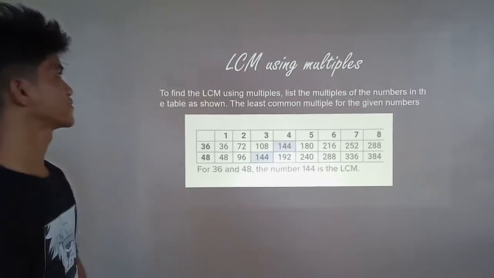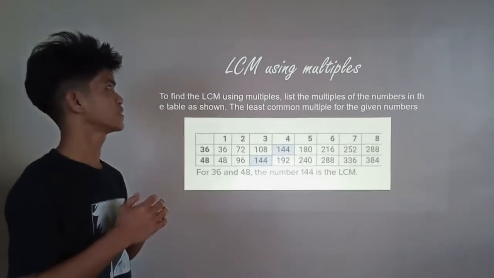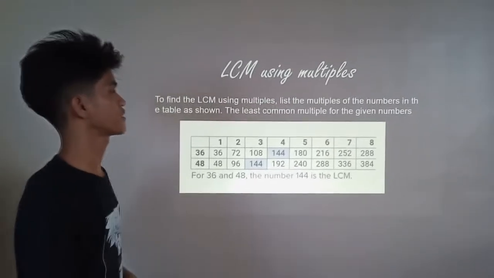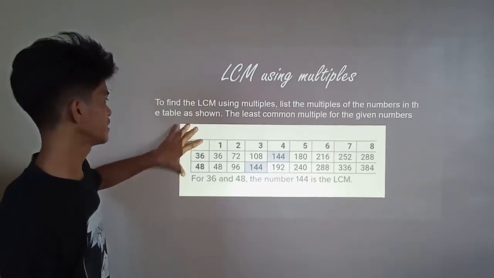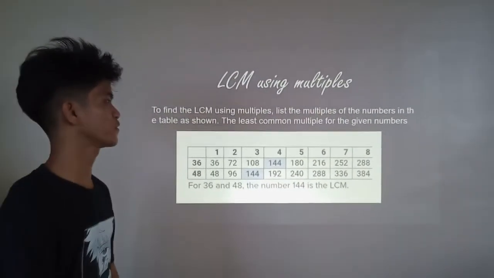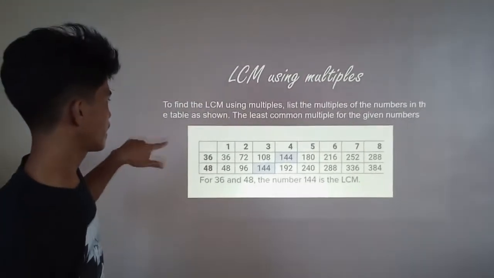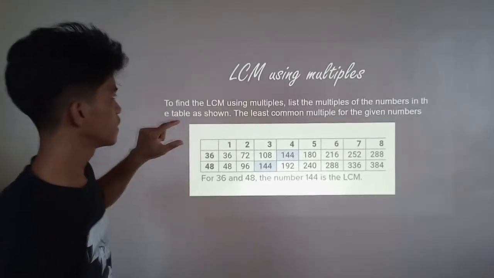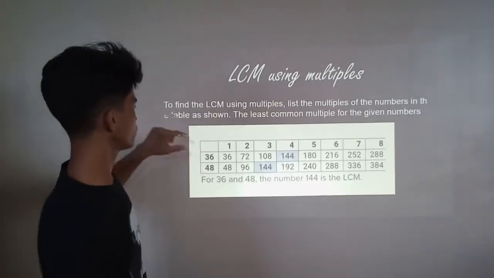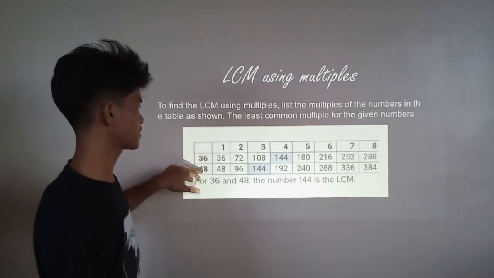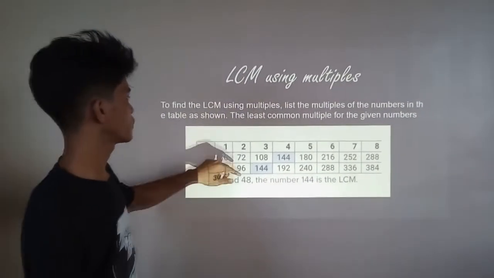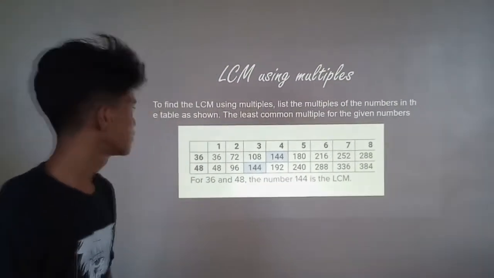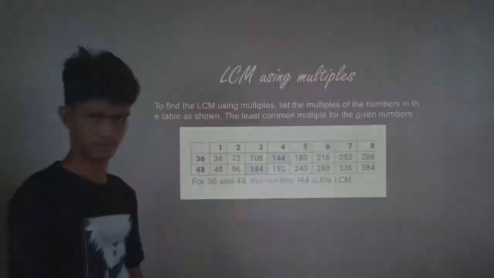The third method of finding the LCM is using multiples. To find the LCM using multiples, list the multiples of the numbers in the table as shown in this figure. The least common multiple for the given numbers, 36 and 48. So we have to list down the possible multiples of the two numbers in here, which is 36 and 48, so that we can identify which is the multiple of both numbers.